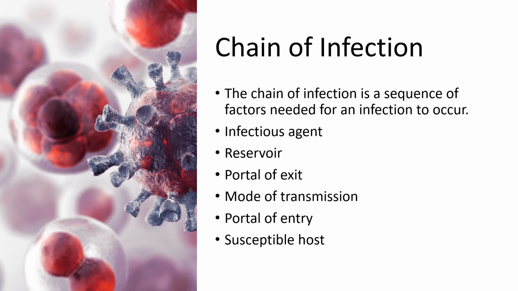The chain of infection includes the presence of an infectious agent, the agent's available reservoir, the portal of exit from the reservoir, the mode of transmission from the reservoir or the agent's home to the host, and the portal of entry into a susceptible host. Any break in the link of the chain can prevent the development of an infection.